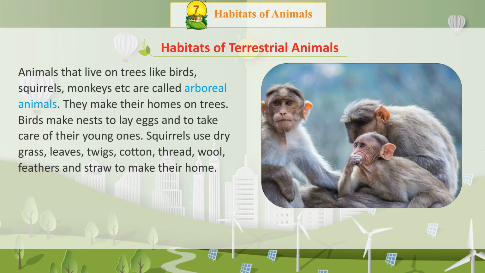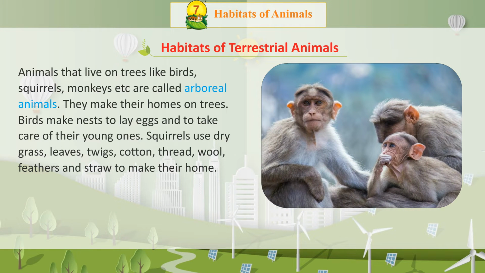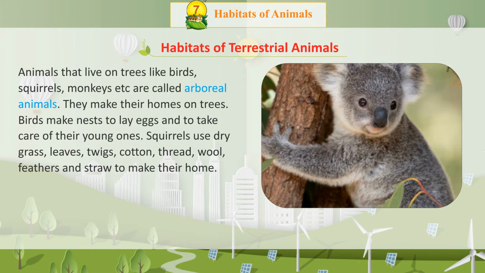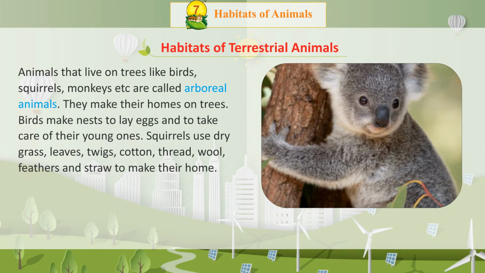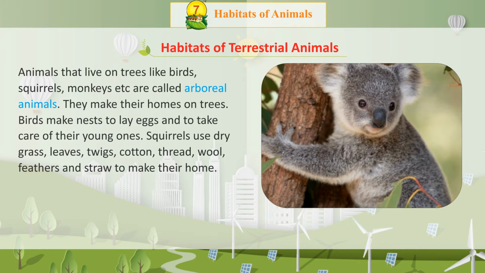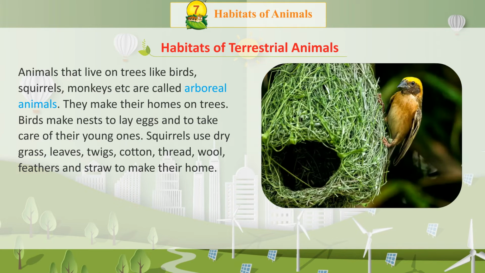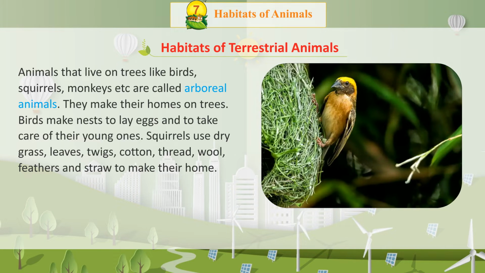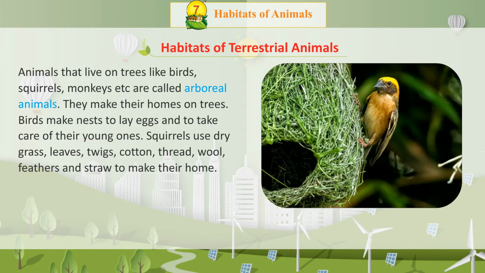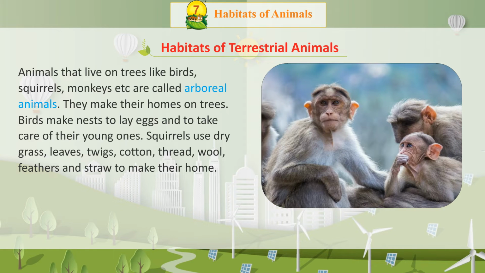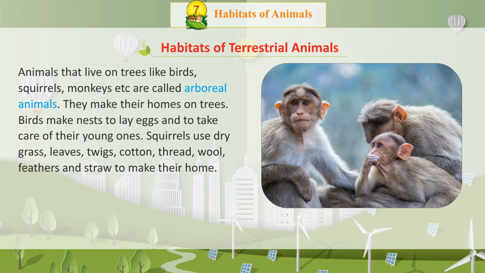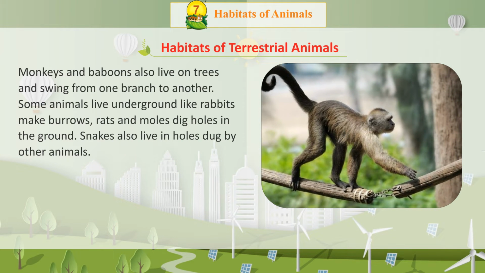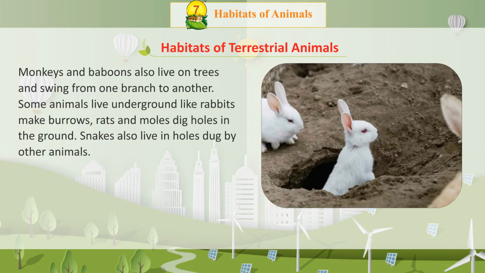Animals that live on trees like birds, squirrels, monkeys, etc. are called arboreal animals. They make their homes on trees. Birds make nests to lay eggs and to take care of their young ones. Squirrels use dry grass, leaves, twigs, cotton, thread, wool, feathers, and straw to make their home. Monkeys and baboons also live on trees and swing from one branch to another.